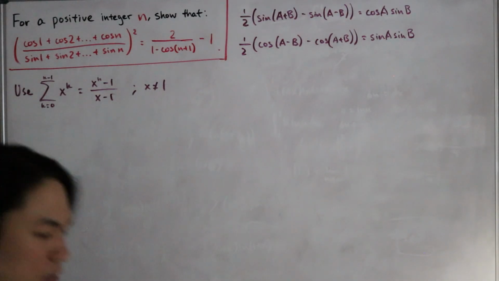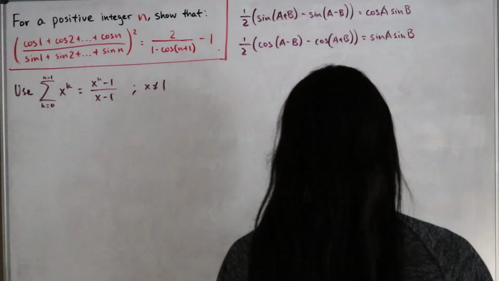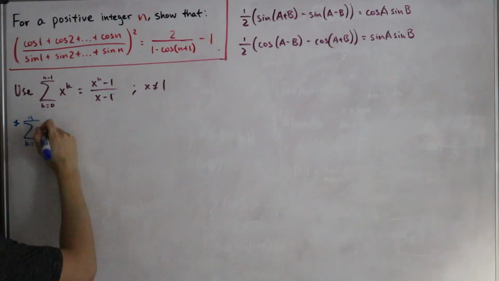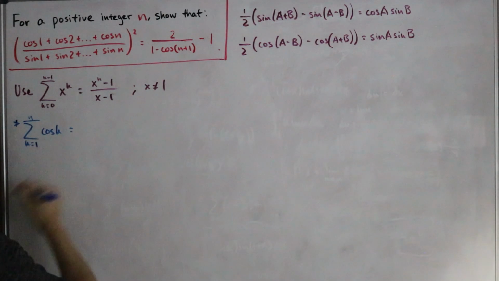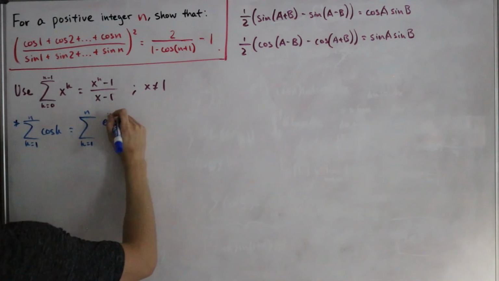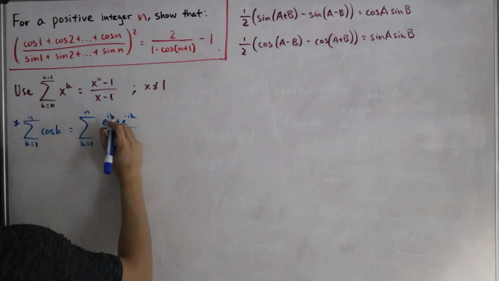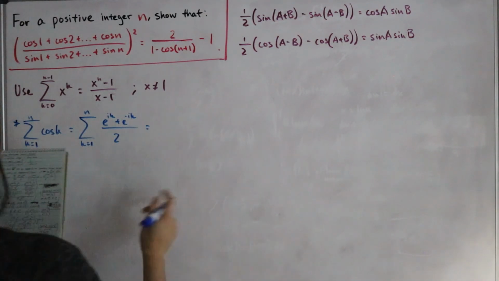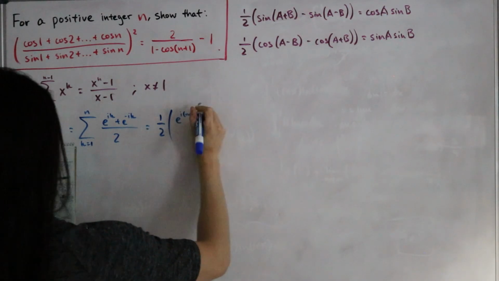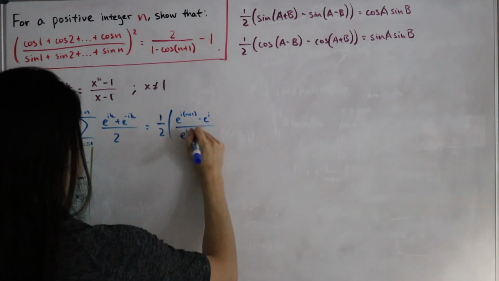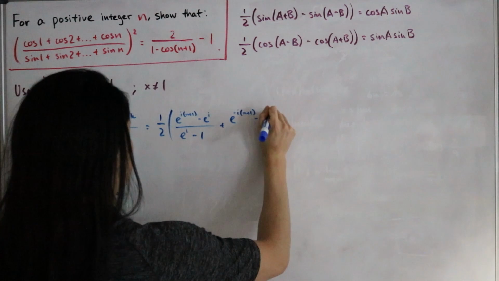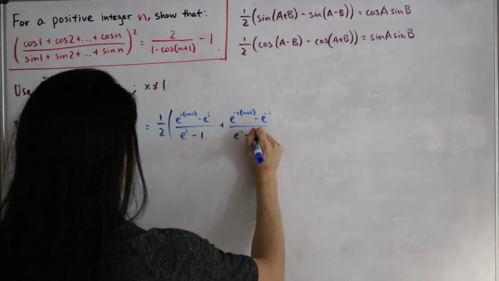First, let us calculate our numerator, which is everything in terms of cosine. We start with the partial sum from k equals 1 of cosine of k. We can convert this into complex exponential form: e to the power ik plus e to the negative ik, divided by 2. Then with some simple algebra and the geometric series formula, this is going to be 1/2 times e to the power i(n plus 1) minus e to the power i, divided by e to the power i minus 1, plus e to the power negative i(n plus 1) minus e to the negative i, divided by e to the negative i minus 1.